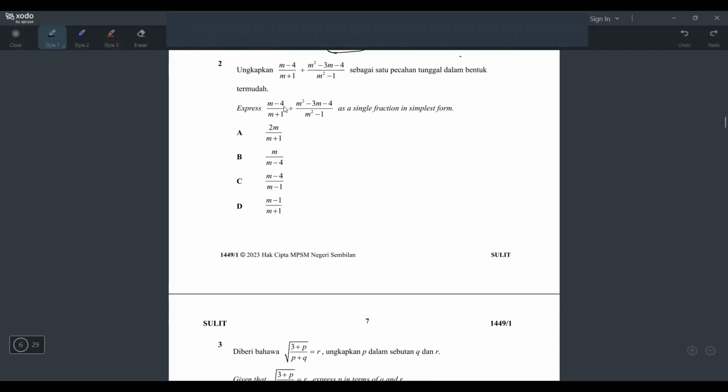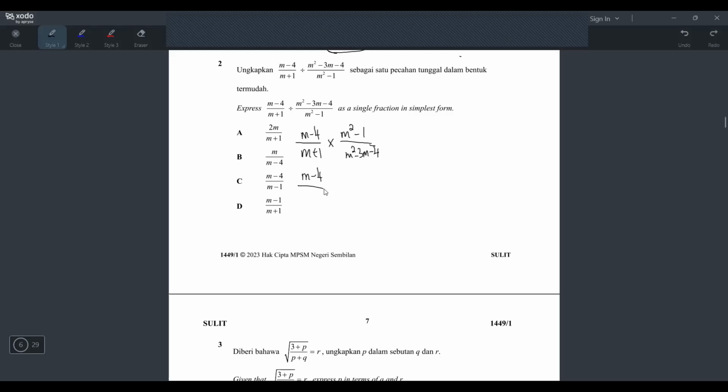Okay, let's continue. Number 2, express this one as a single fraction in its simplest form. Okay, first of all, n minus 4, I don't think I can do anything because there's nothing to be simplified here. N plus 1 also, you cannot simplify this further. Okay, this divide, I think I can change to times, right? But when you change to times, it will become m square minus 1 and then over m square minus 3m minus 4. But I saw that this one I can actually simplify. I can factorize, right?